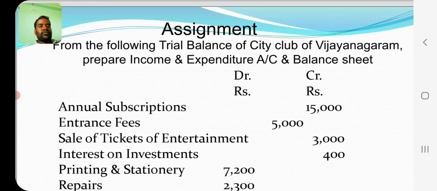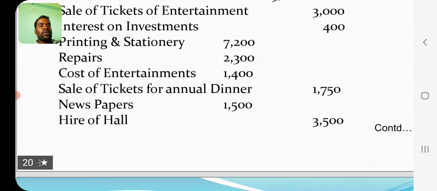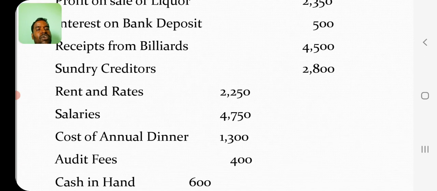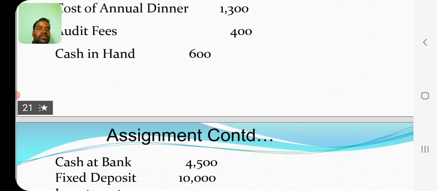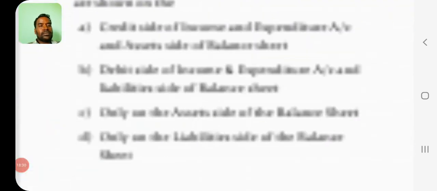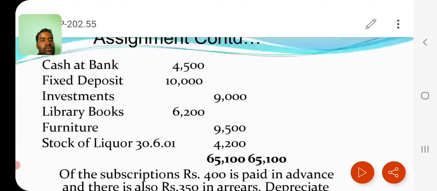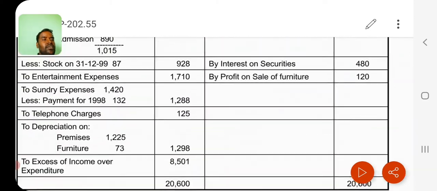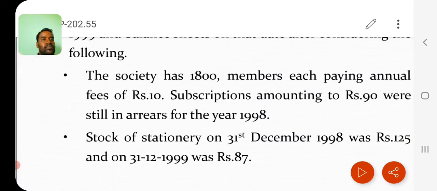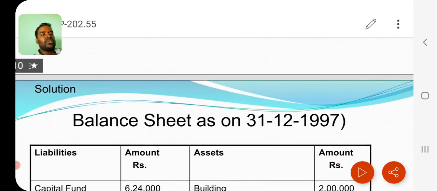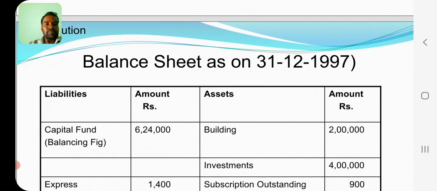So these are all the items which will be posted here. One assignment is also there. Please go through this assignment and solve more problems. So, like this, we have to prepare income and expenditure account. First of all, we have to prepare receipts and payments account, income and expenditure account, and later on the balance sheet.